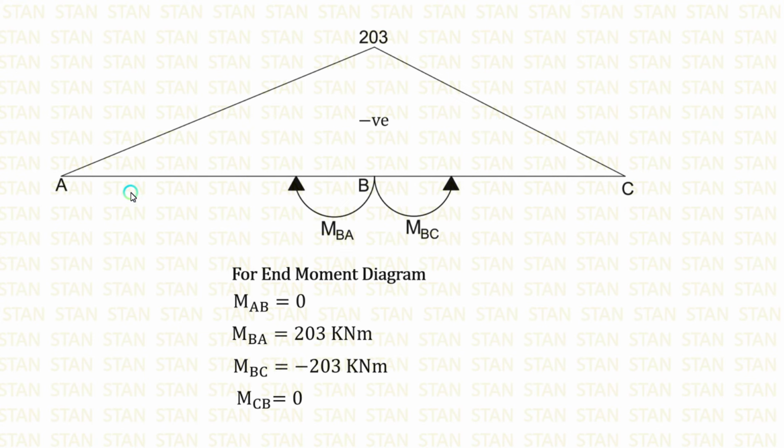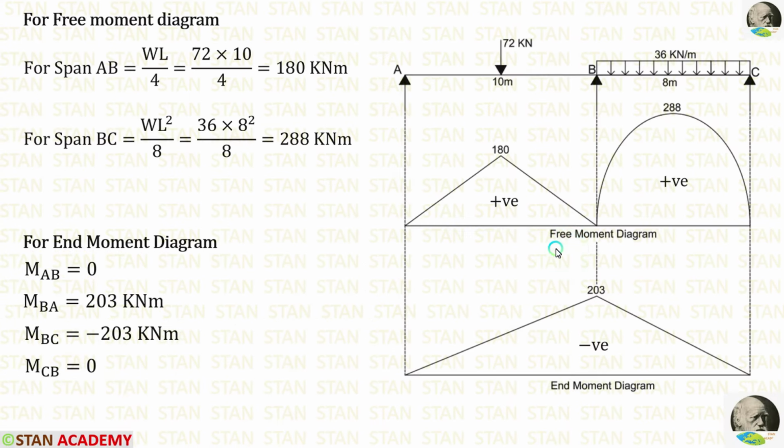End moment diagram will be negative if it comes above this line. If it goes below the line, that will be positive. Right now it comes above the line, that is why it is negative. We have made the free moment diagram and end moment diagram. Now let us combine both of them and draw the bending moment diagram.